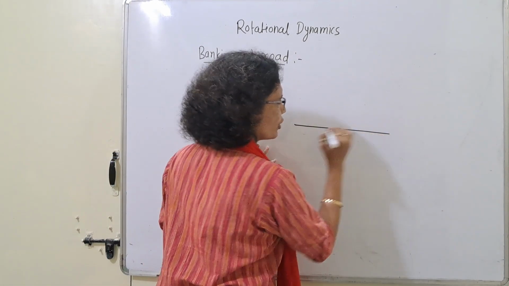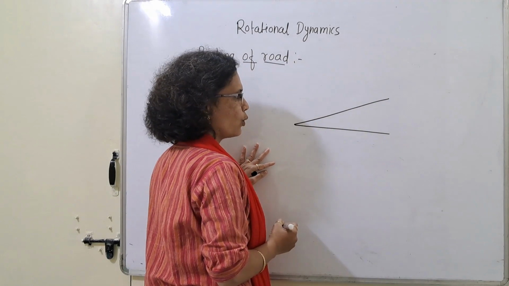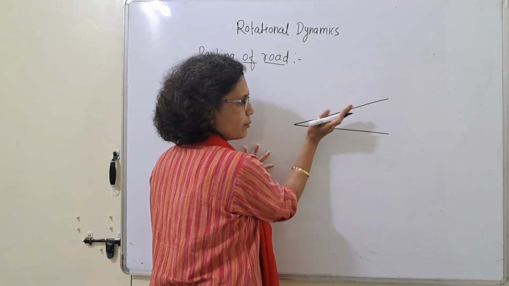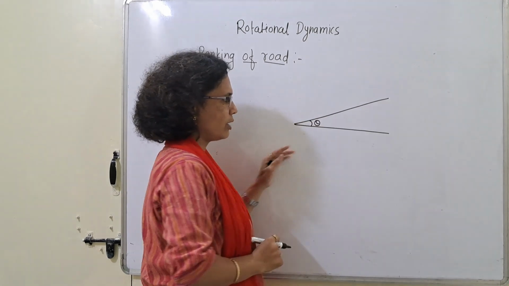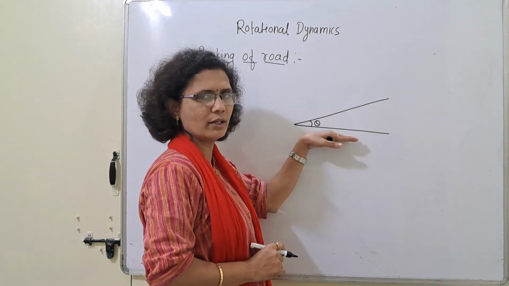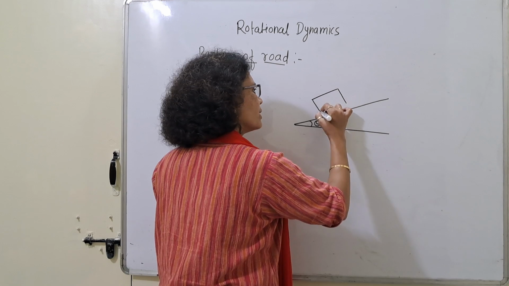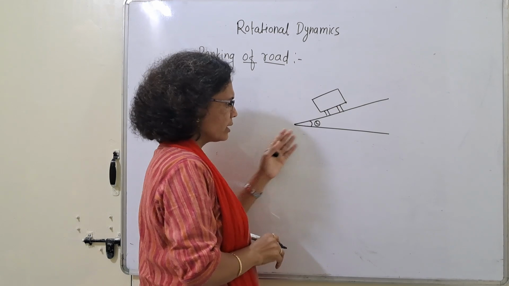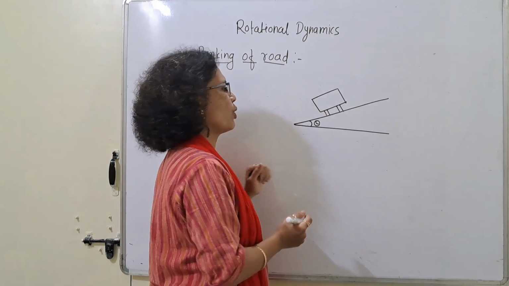See, this is the horizontal road. This road is inclined with the horizontal. See, this is the horizontal plane, but the road is somewhat inclined. That is, this angle is theta. This theta is called the angle of banking, the angle made by the inclined road with the horizontal. Now, one vehicle is here, correct, on that incline. This theta is very small. It is not like this, but theta is small.